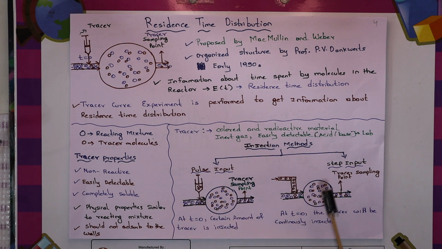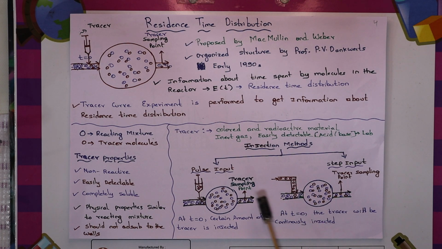The second input method is the step input. The step input means that along with the regular reactants, you continuously pump the tracer, so that you can detect it at the exit. In a pulse, only a small amount is injected at a time. Here, injection is continuous along with the reactants. The tracer molecules are injected at a certain flow rate.